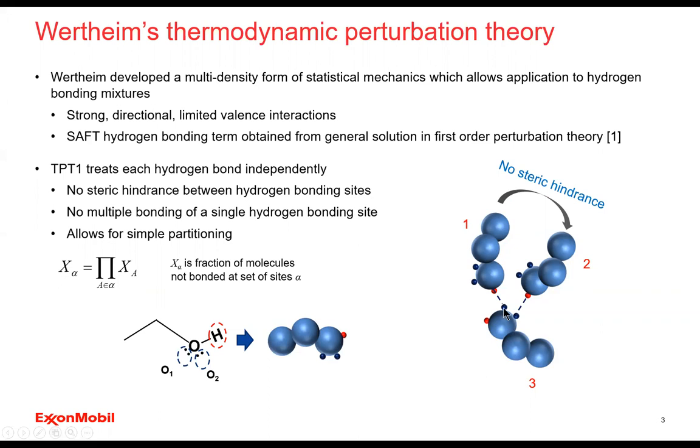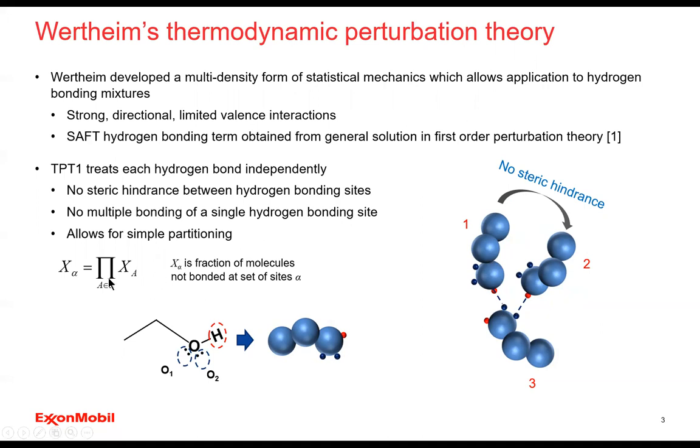So this molecule is bonded at both hydrogen bond acceptor sites to different molecules, so the hydrogens on different ethanol molecules. And in first order perturbation theory, these two molecules don't know about each other. So there are configurations that the theory allows for where these molecules actually overlap. And this is what happens when you don't account for steric hindrance. But the beauty of the first order approach is that it allows for a simple partitioning of the hydrogen bonding theory.